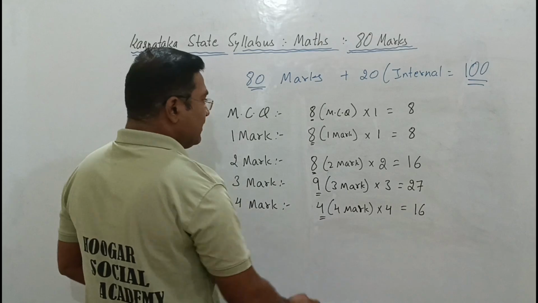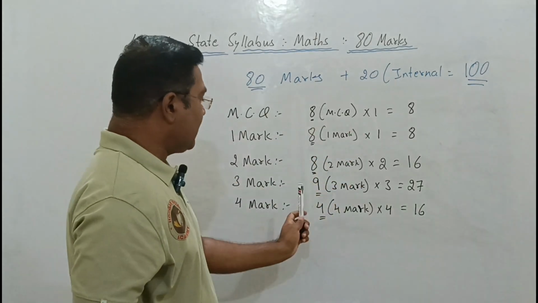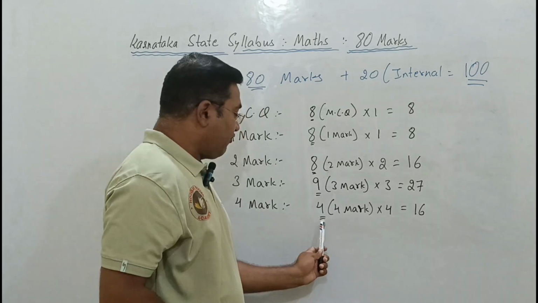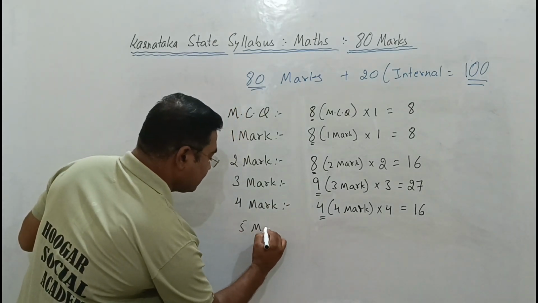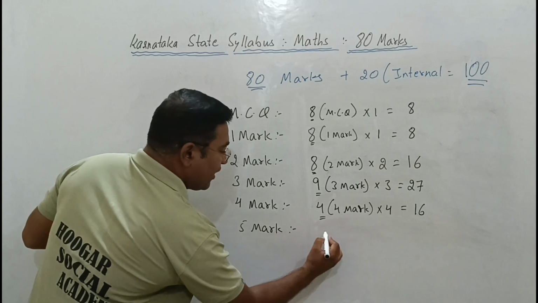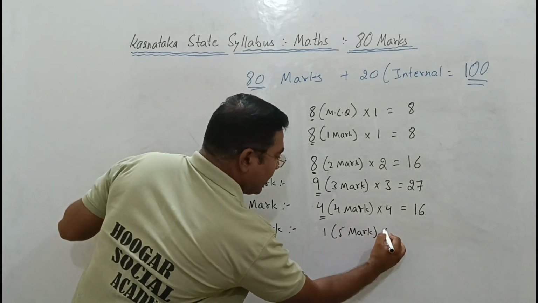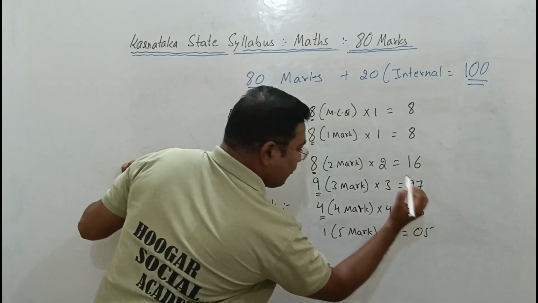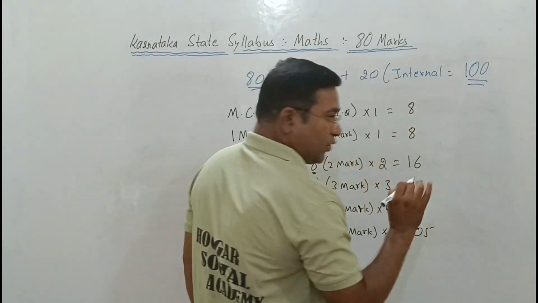How many are there? There are 8 MCQs, 8 one-mark questions, 8 two-mark questions, 9 three-mark questions, and 4 four-mark questions. And the last question will be of 5 marks. One question will be there. 1 into 5 is equal to 5, which is called a long question.